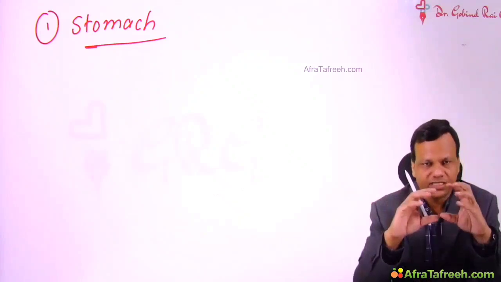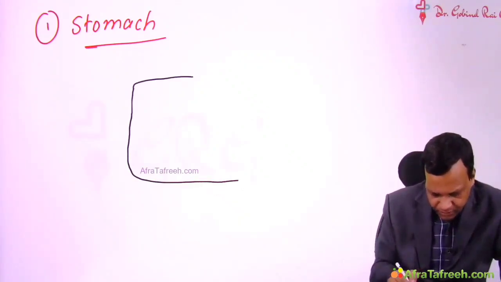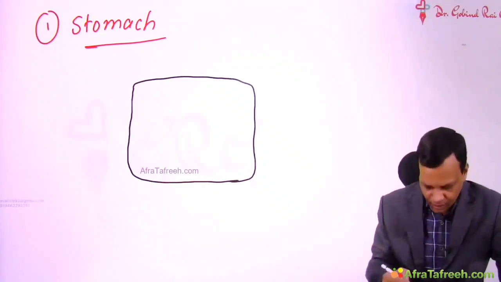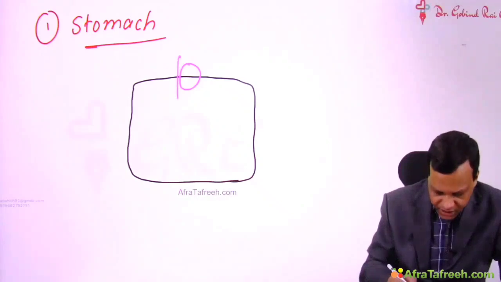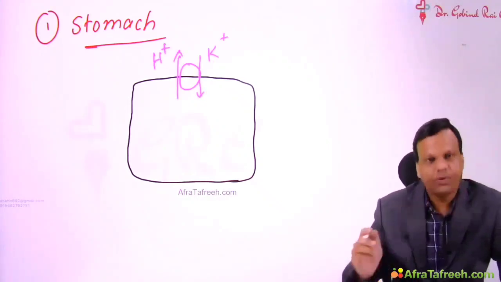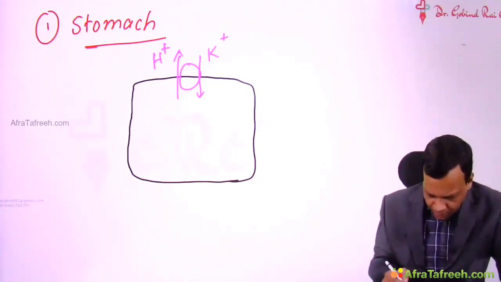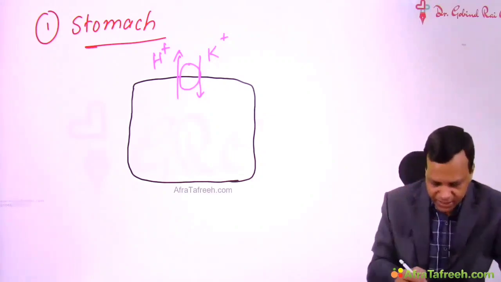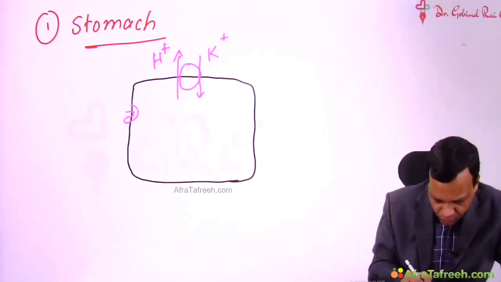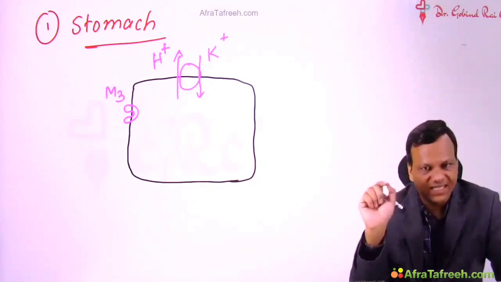But you need to understand a little detail here. If we see, this is the parietal cell of the stomach. The parietal cell contains a pump known as the proton pump, which secretes the acid in the stomach. Hydrogen potassium pump or proton pump. This is responsible for secretion of acid. But it is important to remember, parietal cells do not contain M1 receptors. Parietal cells contain M3 receptors only. So when we stimulate the M3 receptors, they will secrete acid.